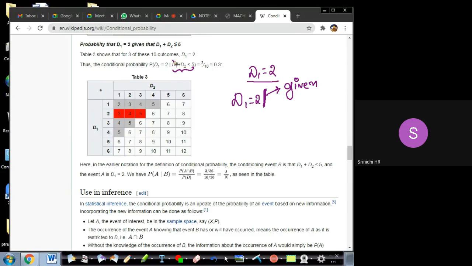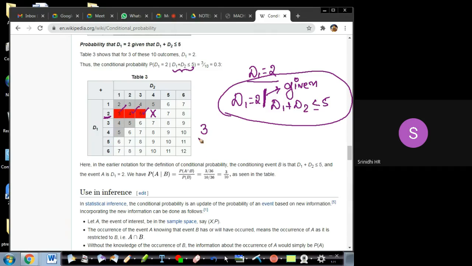Pick the values. What values you need to pick? d1 plus d2 is less than or equal to 5. If you are able to understand this clearly, you can do this. So in d2 I'm picking the values which are less than or equal to 5. I have 3, I have 4, I have 5. I cannot pick 6 or 7 or 8. So what is the total number of outcomes which I am having here? 3. 3 is my outcomes.